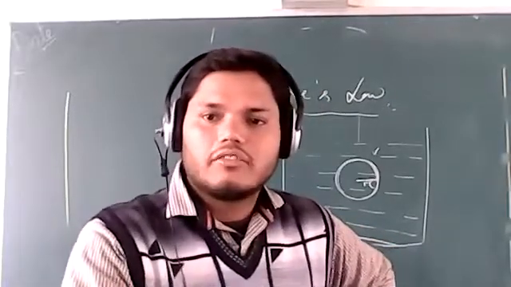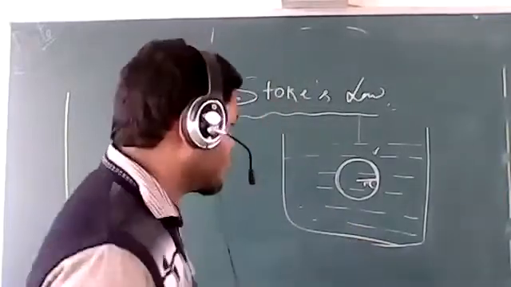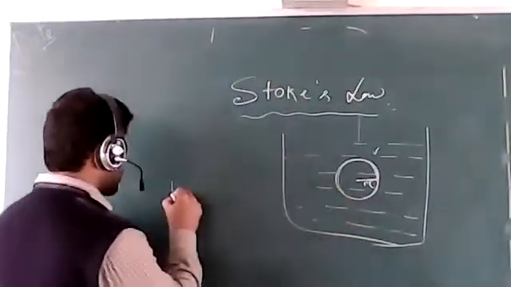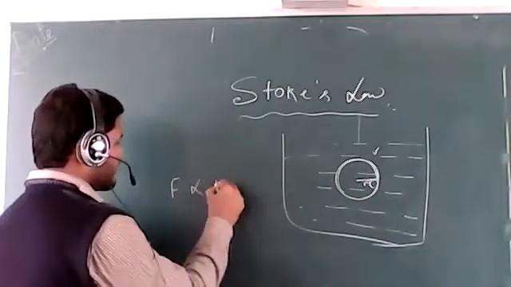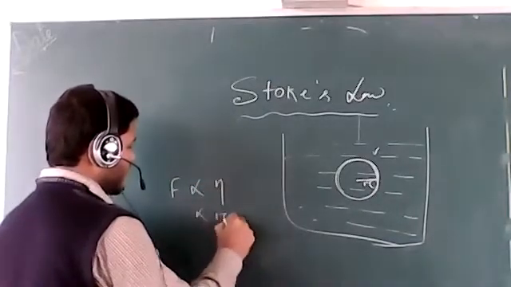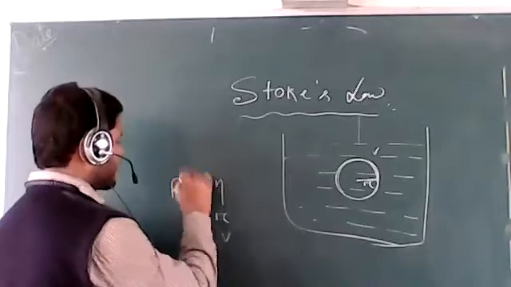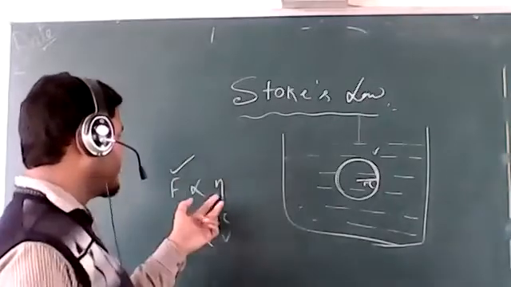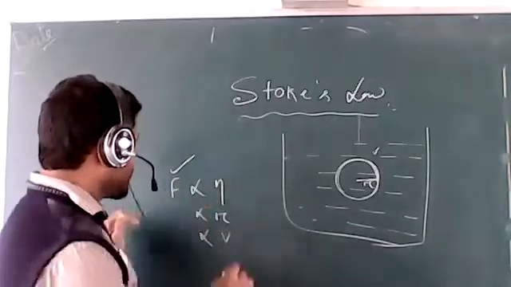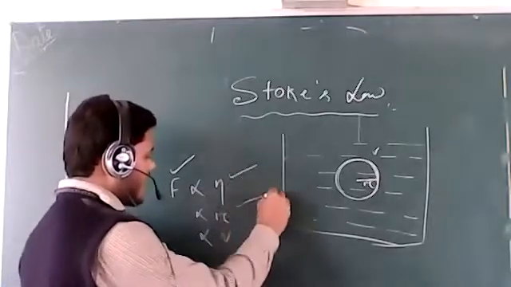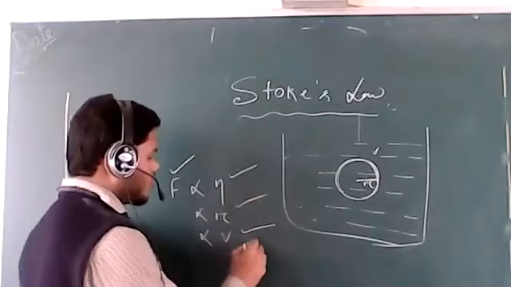That is the viscous force, the opposing force. F is proportional to eta, F is proportional to r, and F is proportional to v. That means the viscous force depends upon three factors. The first one is eta, the second one is r, and the third one is v. v means the terminal velocity.